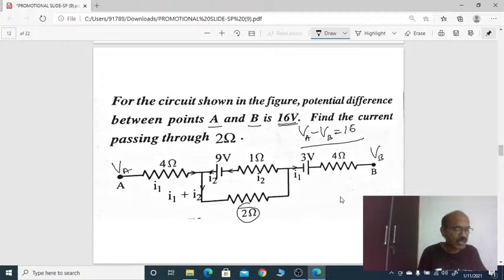So what to do? The potential difference between A and B is given as 16. VA minus VB equals 16. It is given. Now we need to find the current passing through the 2 ohm resistor.